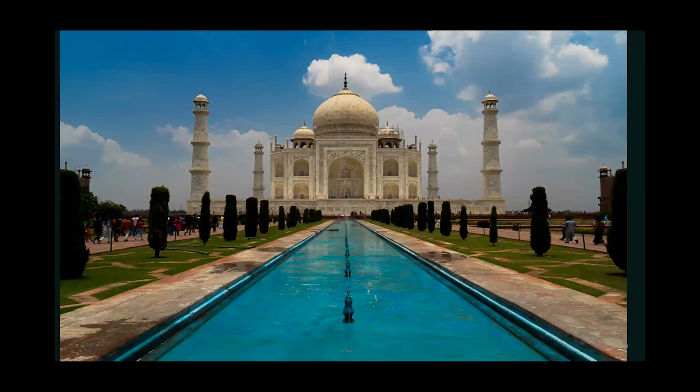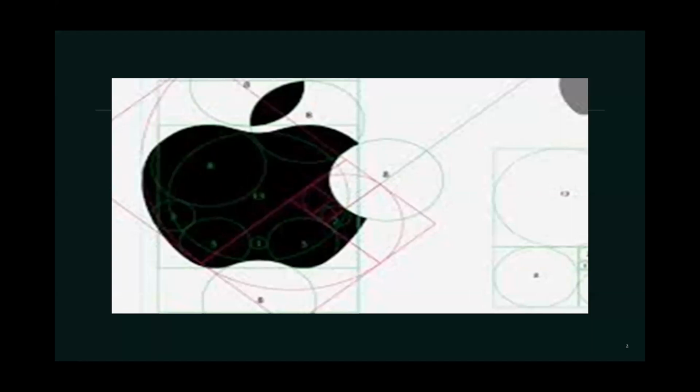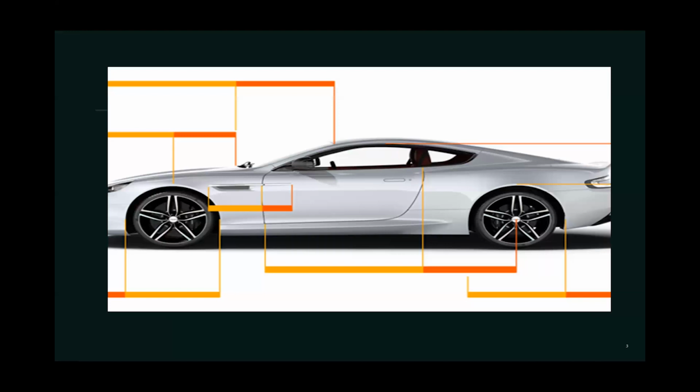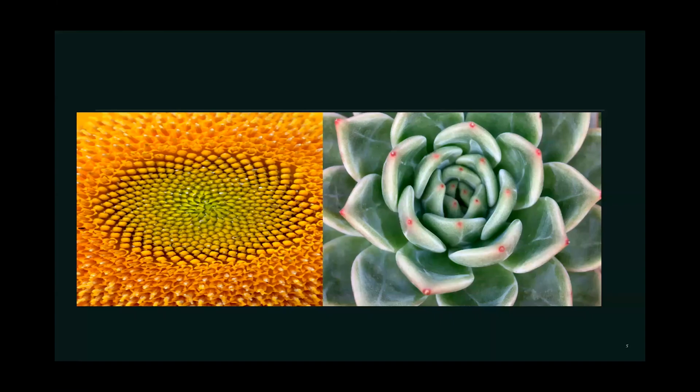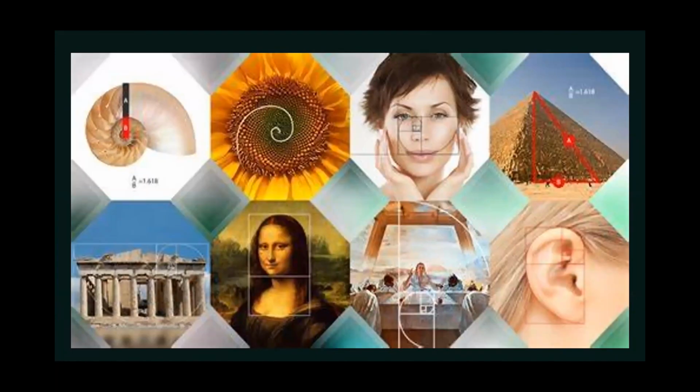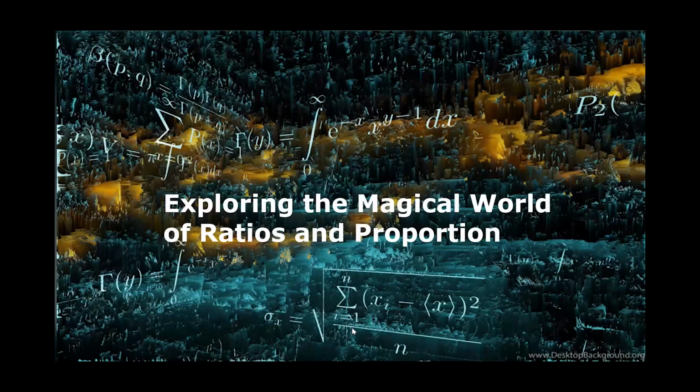Have you ever marveled at the structural elegance of the Taj Mahal, the sleek designs of Apple's iconic logo, the curves and lines of the latest luxury cars, or the patterns on the surface of a pine cone? Perhaps you would have noticed the precise number of petals in a flower or the definition of beauty in nature or the human body. Well, it all comes down to a simple yet fascinating concept in mathematics, ratios and proportions.